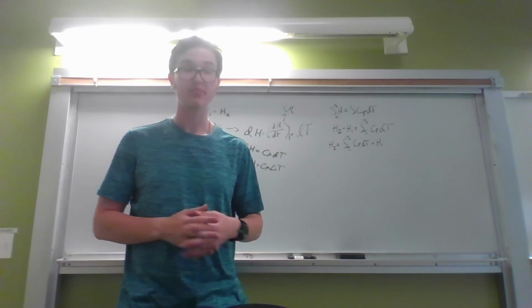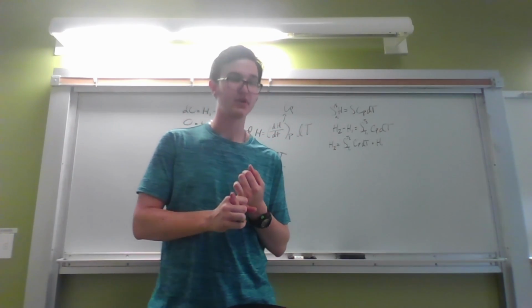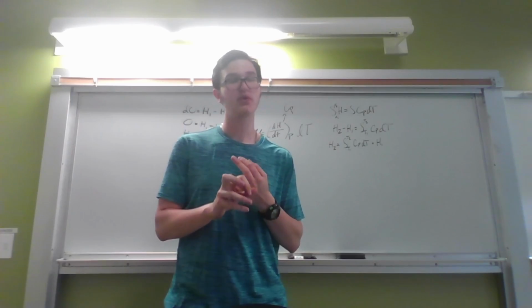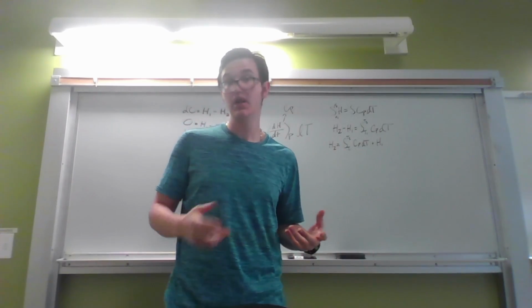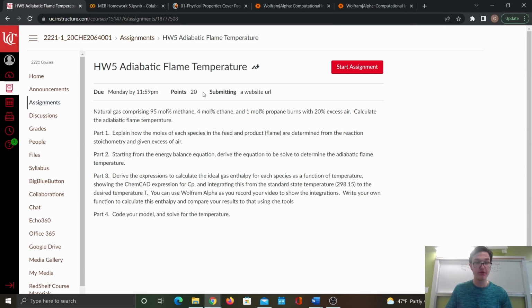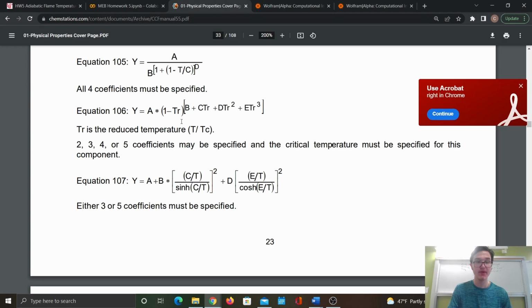Now, we're going to be using our computer because there are multiple equations and websites, especially Wolfram Alpha, that we can use to make this integral much, much easier. So let's start with that. So part 3 is asking us to use ChemCAD to find Cp, which is actually equation 107 on your screen here. A, B, C, D, and E are all constants or coefficients that are specific to the different compounds that are used.